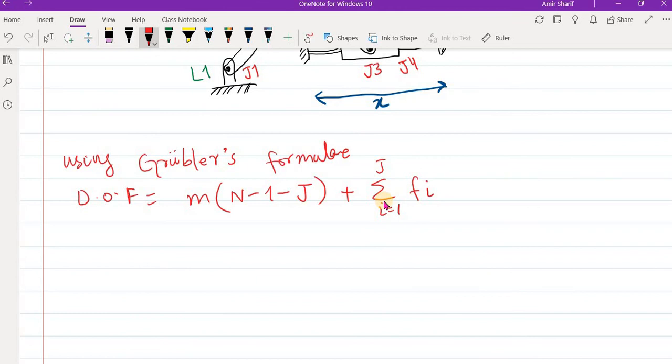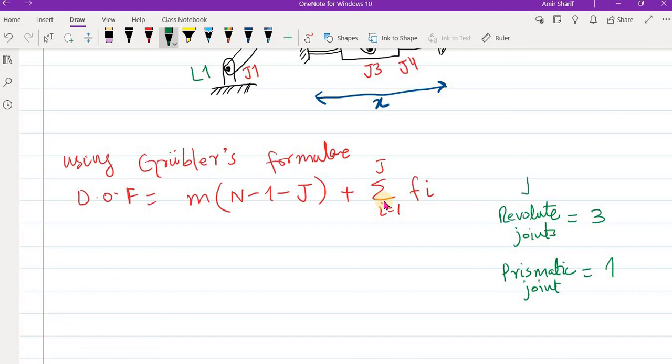So here in this case we have Revolute joints. How many? We have 3 Revolute joints. Then we have a prismatic joint, one. So in this case, the total number of joints, we have how many? 4. And we have the number of links also equal to 4.